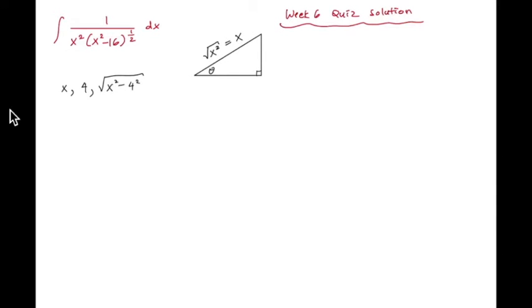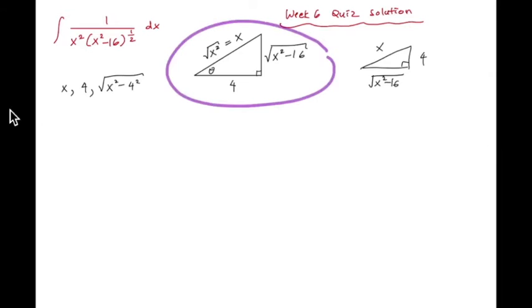And then for the other two sides, it doesn't matter. I can put 4 over here, and then the square root of x squared minus 16 here, or I can also do it the other way. But on the quiz, there is just one choice that is one of these, so it was this one. I could choose the other one, but I've chosen this one, so I will stick with this.